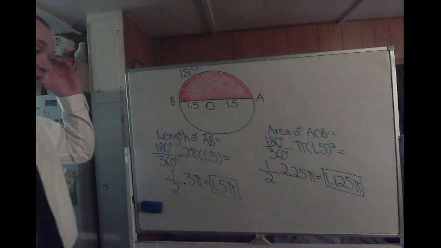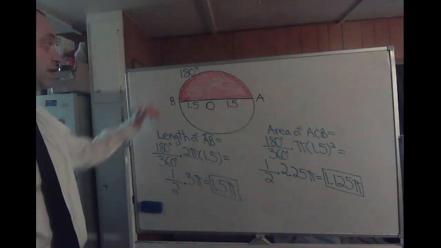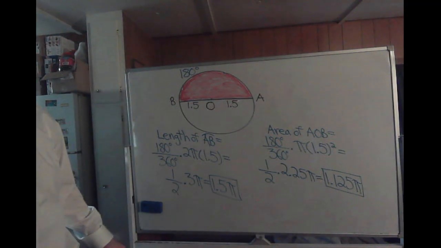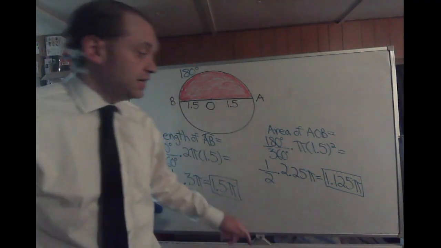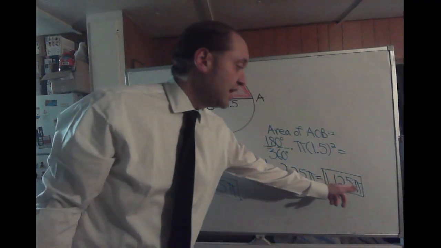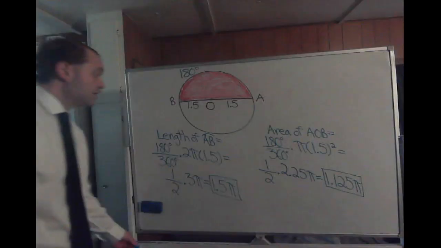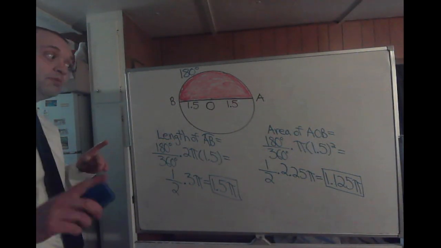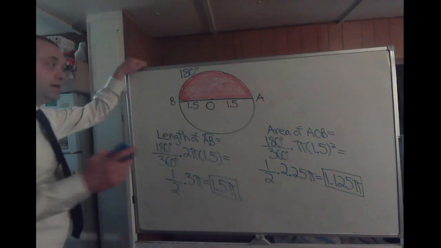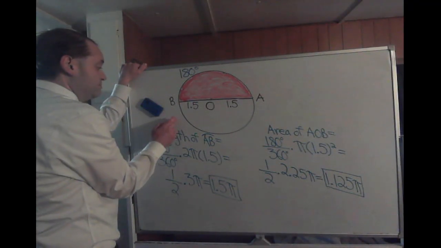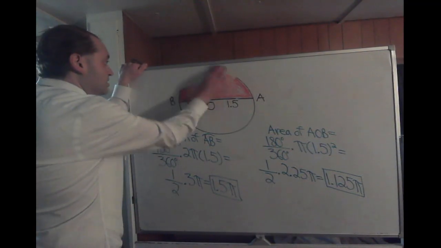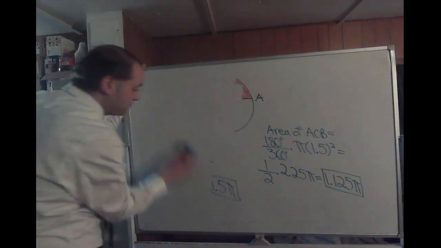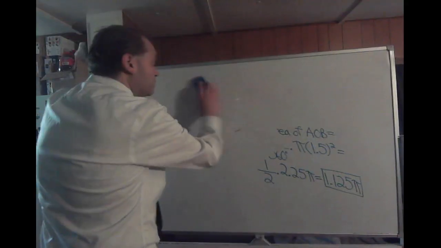So what you end up getting actually for the length of arc AB is 1.5 pi units, and then for the area of sector AOB you get an area of 1.125 pi square units. So sometimes the area number can be smaller than the length of the arc's number. It's not often, but it does happen sometimes. I got just one more, then we're done.